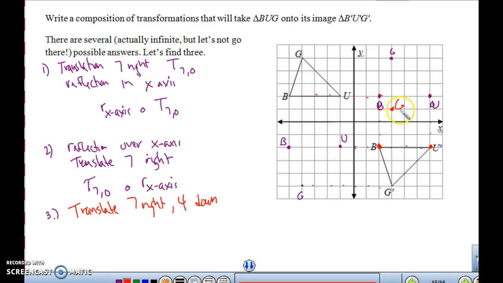How am I going to get this to flop onto this? Well, what am I reflecting over? I'm actually reflecting over this line right here, and that line is the line y equals 2. So it flipped it on top of itself. So this transformation composition would be T of 7, negative 4, because that's 4 down, and composition with reflection over the line y equals 2.